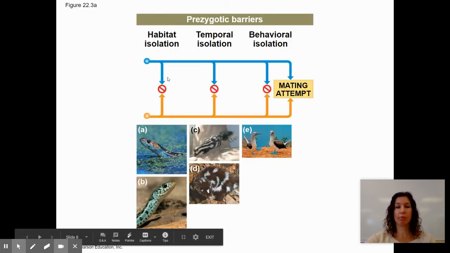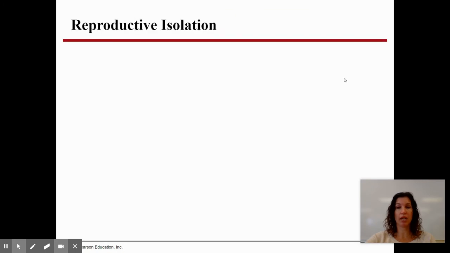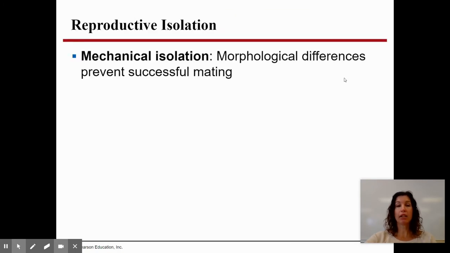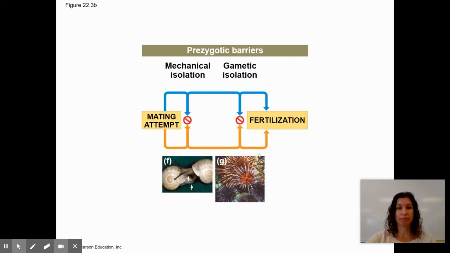So here are some of these pre-zygotic barriers that we just talked about: habitat isolation, temporal isolation, and behavioral isolation. Mechanical isolation is another pre-zygotic isolation method. This is when there are morphological differences that prevent successful mating. So something with the anatomy prevents two species from mating. Gametic isolation is that sperm of one species may not be able to fertilize eggs of another species.